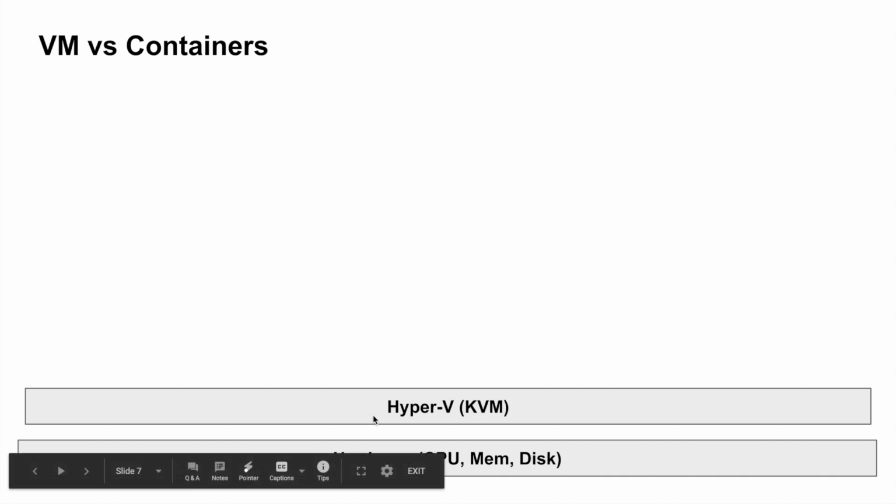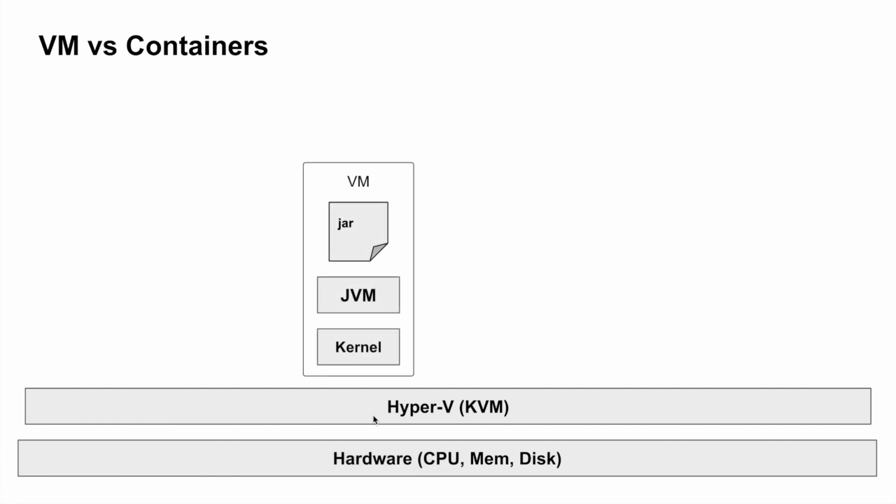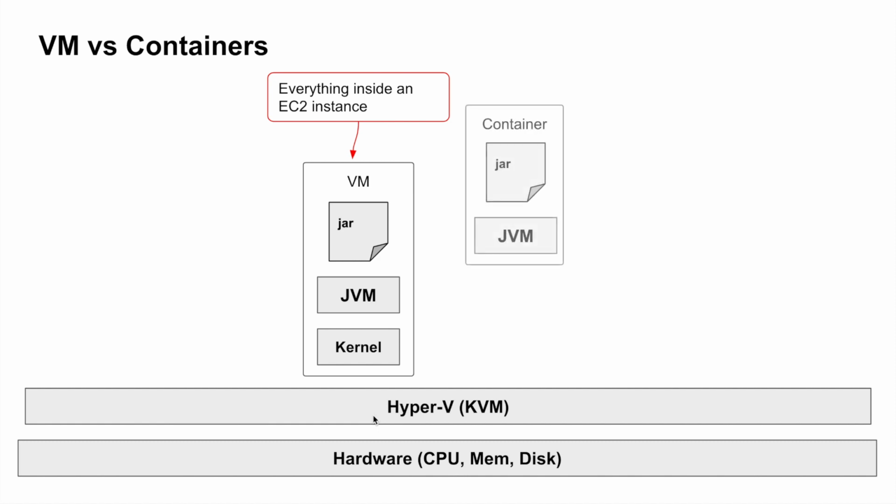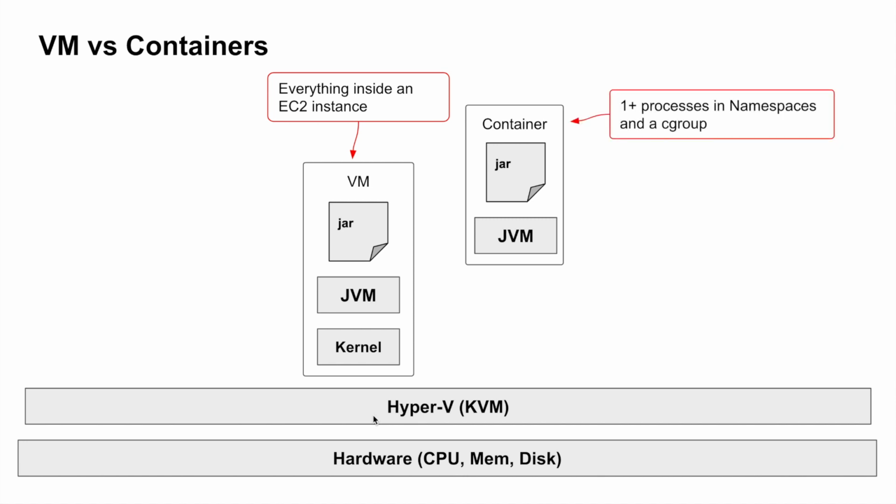We have basically 2 ways to run a JVM app. One way is using a virtual machine, and that's kind of like the EC2 instance. The second way is using a container, and we just saw that a container is just one or more processes wrapped in some namespaces and a cgroup.